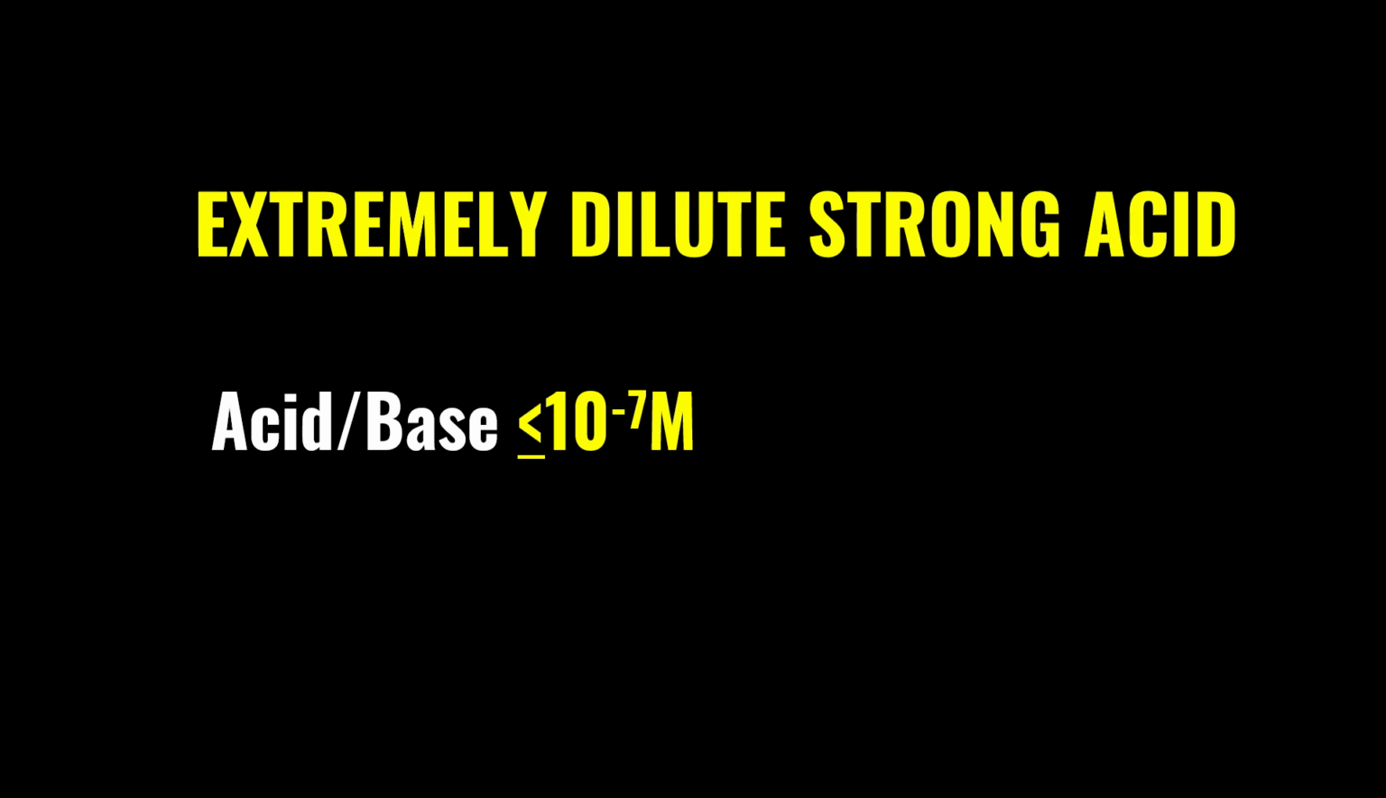So before addressing the calculations, I would like to go over a few important concepts, such as what are extremely dilute solutions, what is the formula for pH measurements, its limitations, and the pH scale and its definition. Extremely dilute strong acid or base solutions are solutions which have concentration equal to or less than 10 raised to the power minus 7 molar. Strong here means they are fully ionized at room temperature.